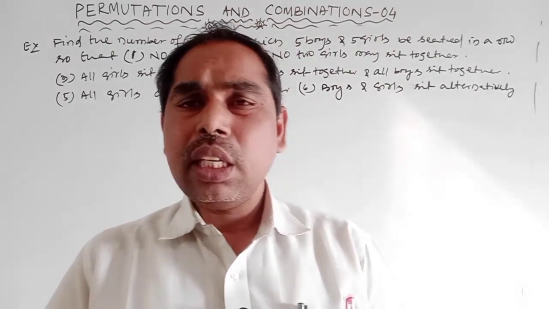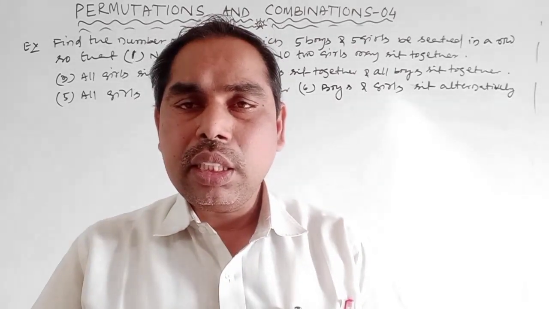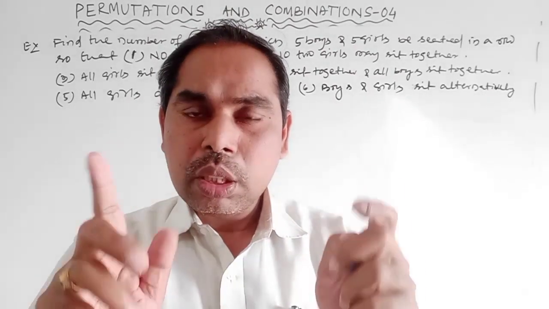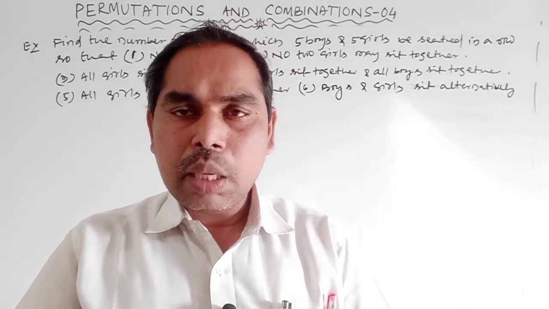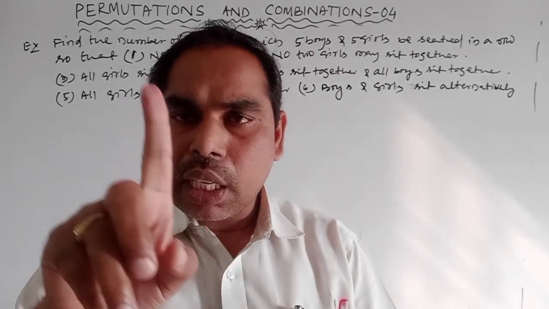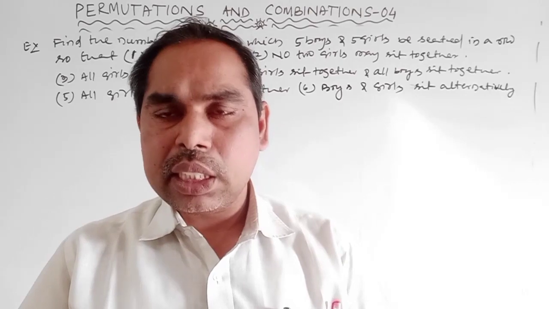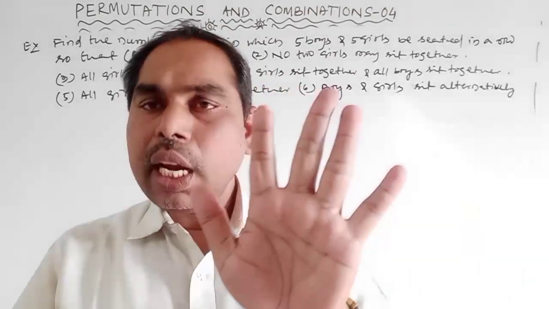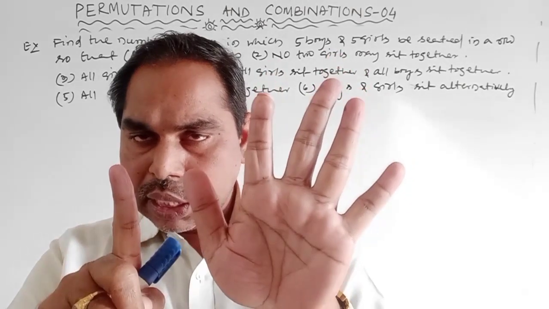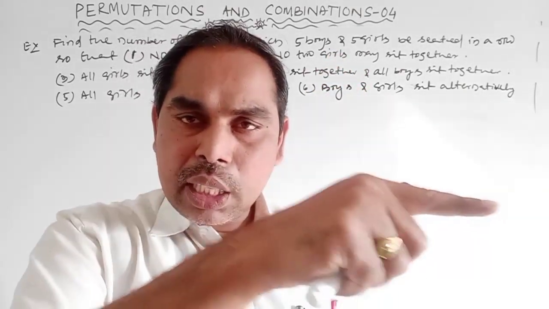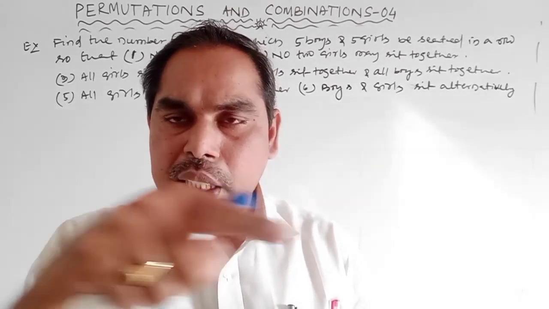All girls sit together means all girls are treated as one person. So the total number of persons is 5 boys, 5 persons, and 5 girls taken as one person, so the total number of persons is equal to 6. So 6 persons can be arranged in a row in 6 factorial ways.